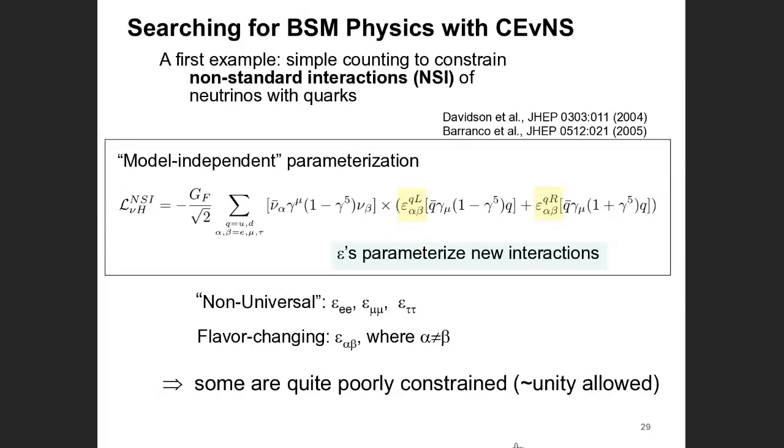This is a common parametrization for some kind of new physics that could be manifest in interactions of neutrinos with quarks. These are so-called non-standard interactions, and you can parameterize it by writing a Lagrangian with just the extra interactions thrown in, and epsilon gives you a measure of the size of that interaction. If you have epsilon of 1, that's approximately standard model scale. You can have flavor changing interactions or non-universal ones. The non-universal ones are just the not flavor changing, so it's lepton non-universality.